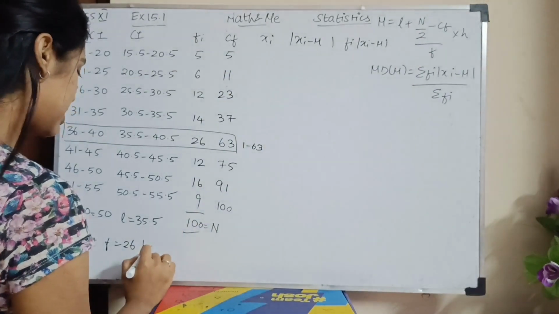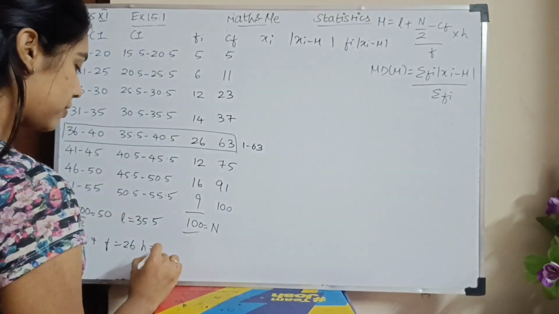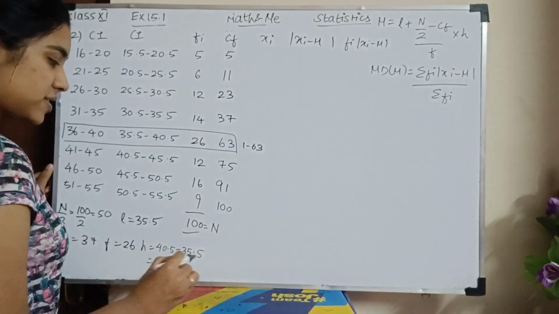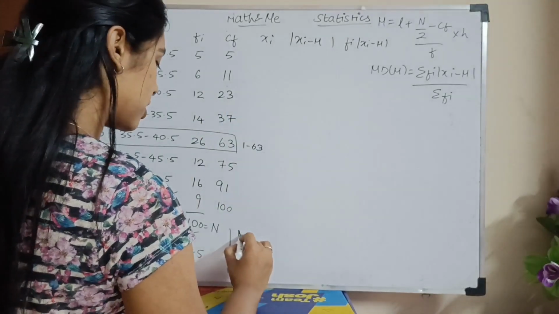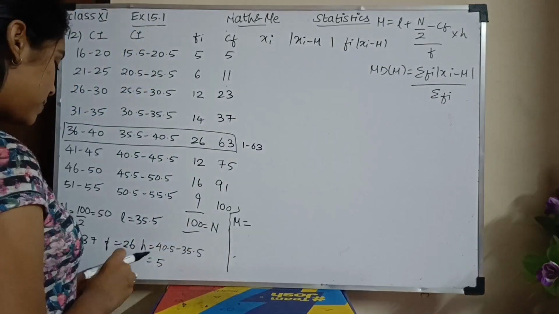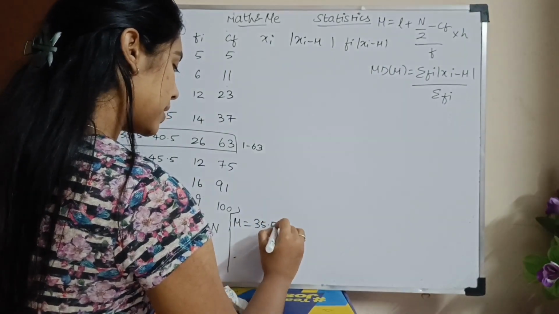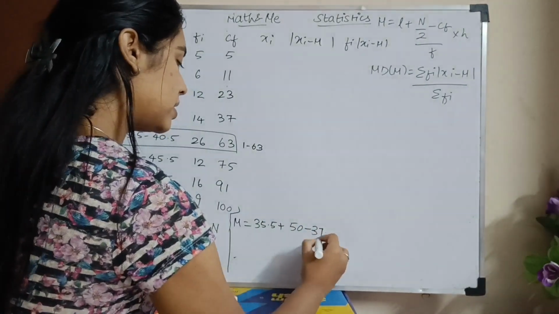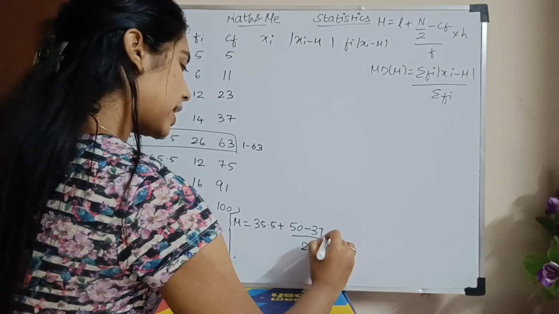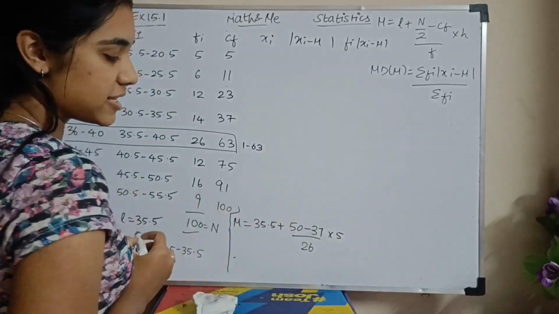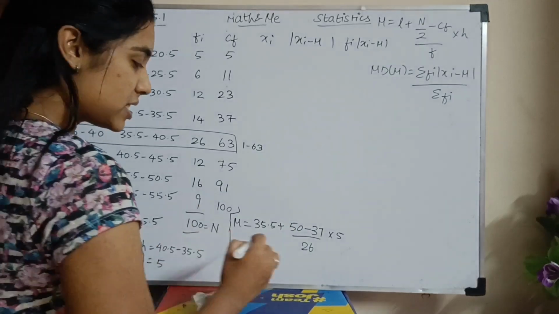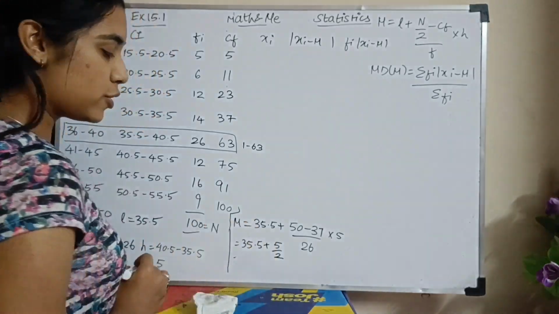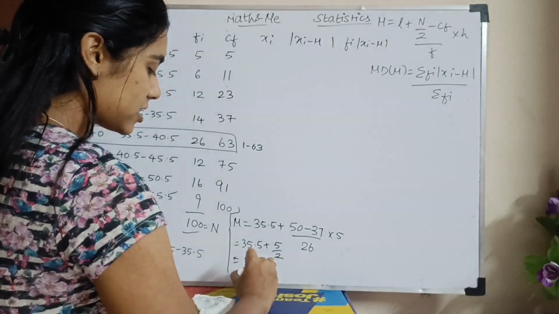Then I need my H. H is 40.5 minus 35.5, which is 5. So H is 5. Now what is the median? I need to find my median to substitute it in the formula. So what is my L value? 35.5 plus N by 2, which is 50, minus cumulative frequency, which is 37, divided by F, which is 26, times 5. First subtract: 50 minus 37 is 13. 13 divided by 26 is 1 by 2, correct? So I have 35.5 plus 5 divided by 2. 5 by 2 is 2.5. 2.5 plus 35.5 is 38. So my median is 38.